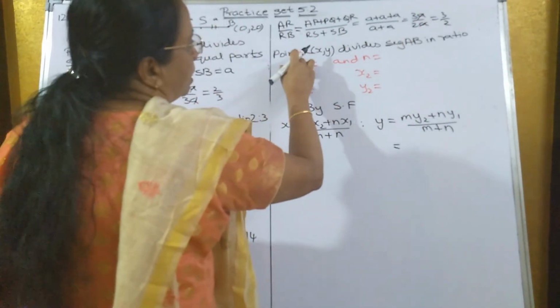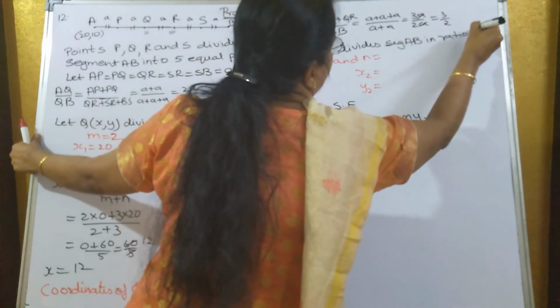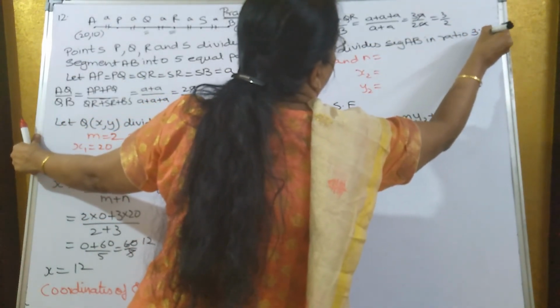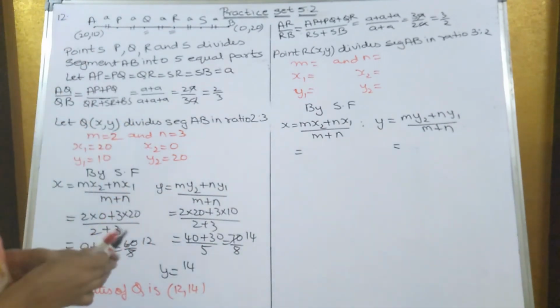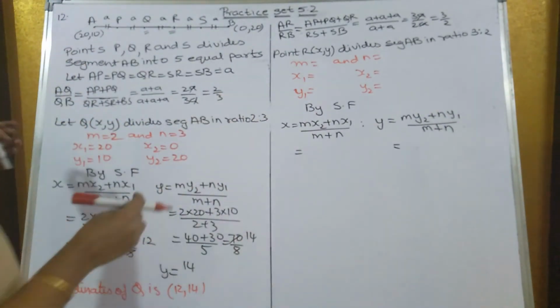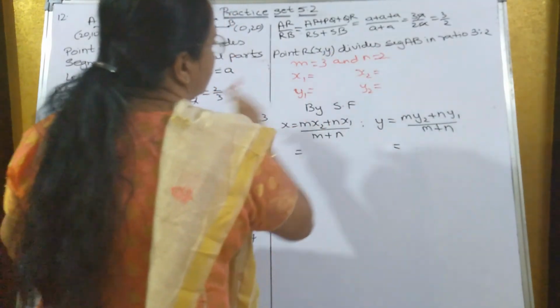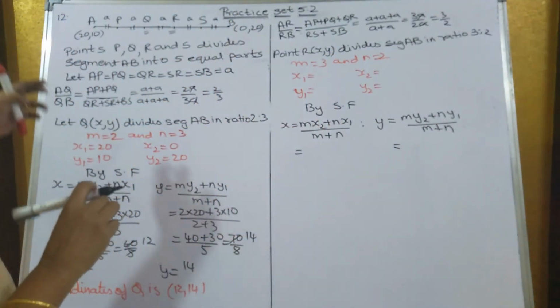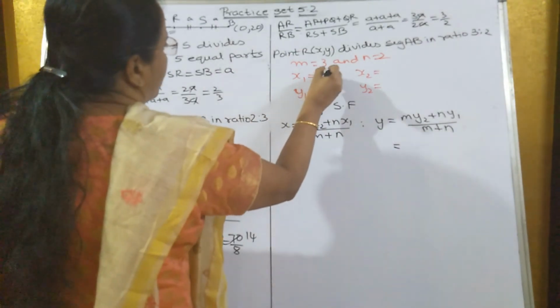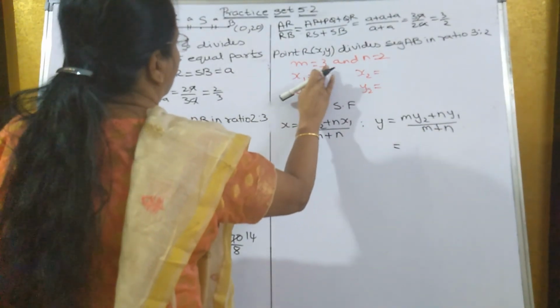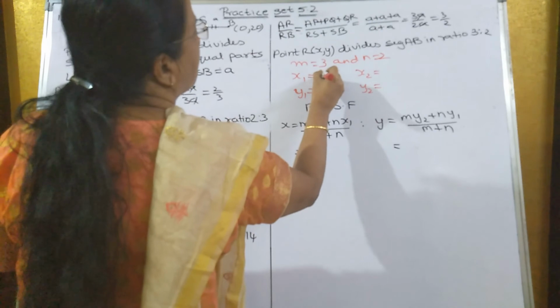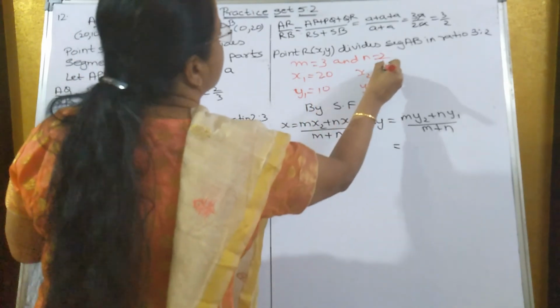So R divides the segment in the ratio 3:2. First it was 2:3, now it is 3:2. So M is equal to 3 and N is equal to 2. X1, Y1 and X2, Y2 will remain the same. That is 20, 10. And this is 0, 20.